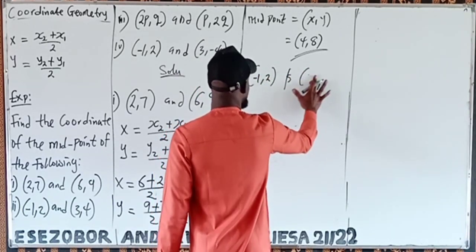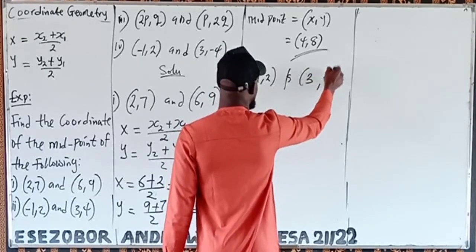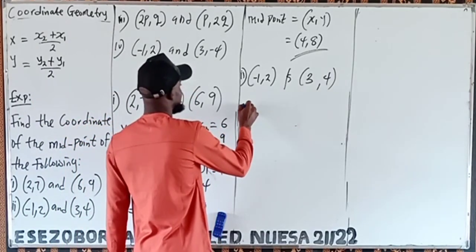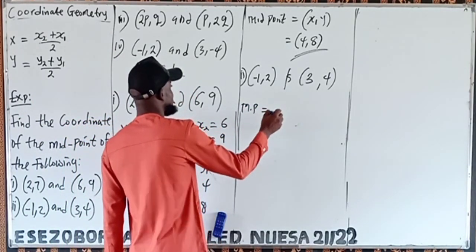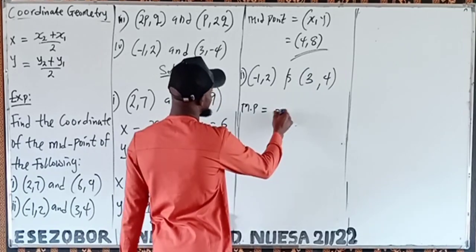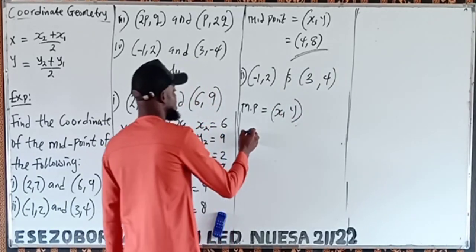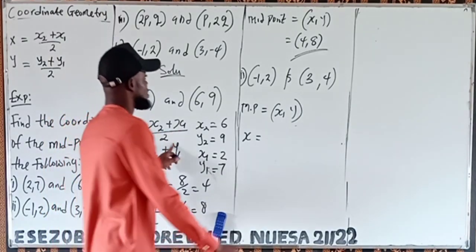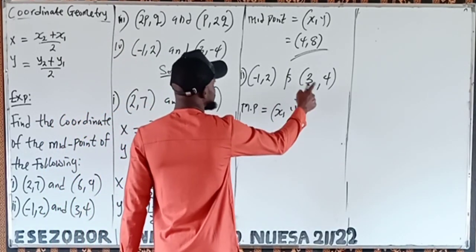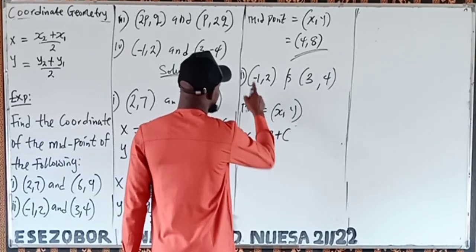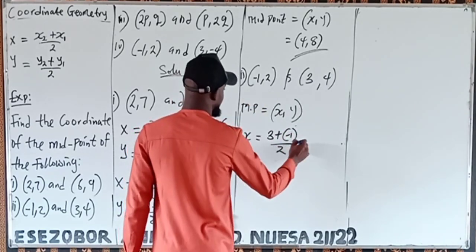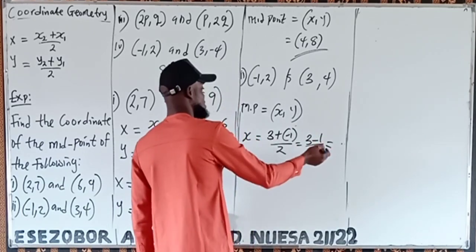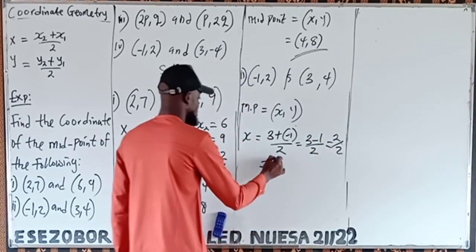For the second one, number 2, we have (-1, 2) and (3, 4). So the midpoint will be x, y. What's our x? Remember, x is x2 plus x1 over 2. What's x2 here? x2 is 3, plus x1, which is -1, over 2. That gives us 3 minus 1 over 2, which is 2 over 2. That's 1.